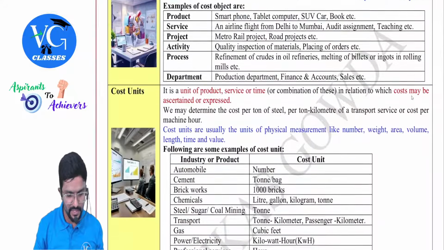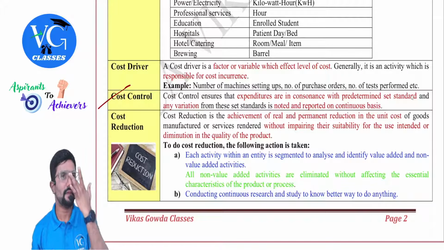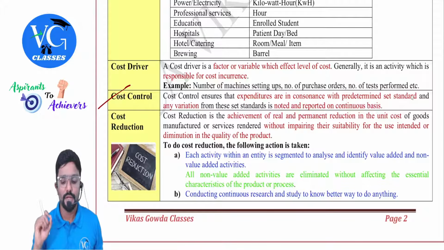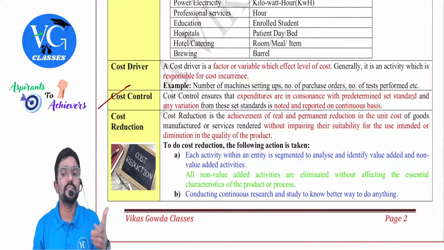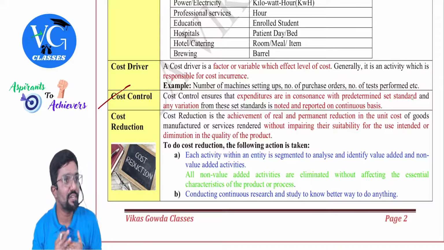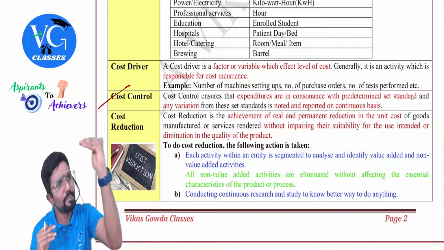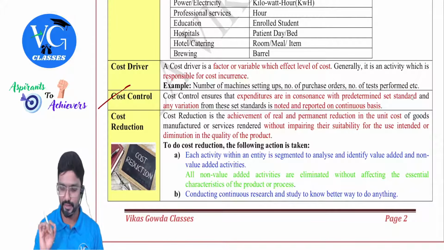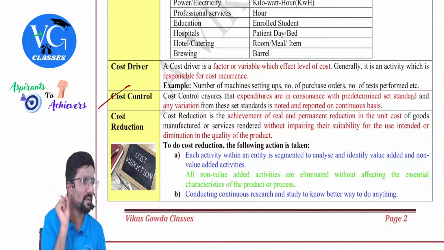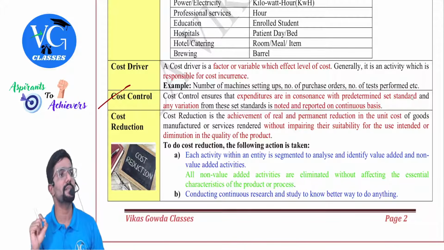So I have also given the explanation of cost control. In the next page, we will just see that cost control. Cost control ensures that the expenditure are in consonance with predetermined set standard. Means we are ensuring that my actual cost is equal to standard cost or below the standard cost. And any variation is nothing but the variance, what we call it. From this, the set standard is noted and reported on a continuous basis to whom?